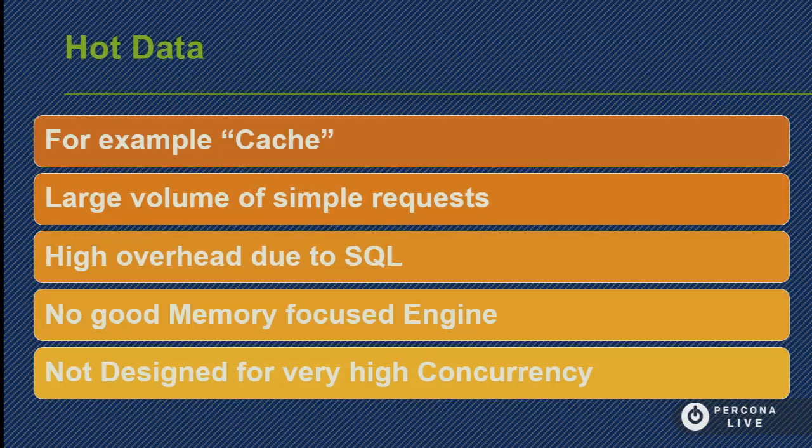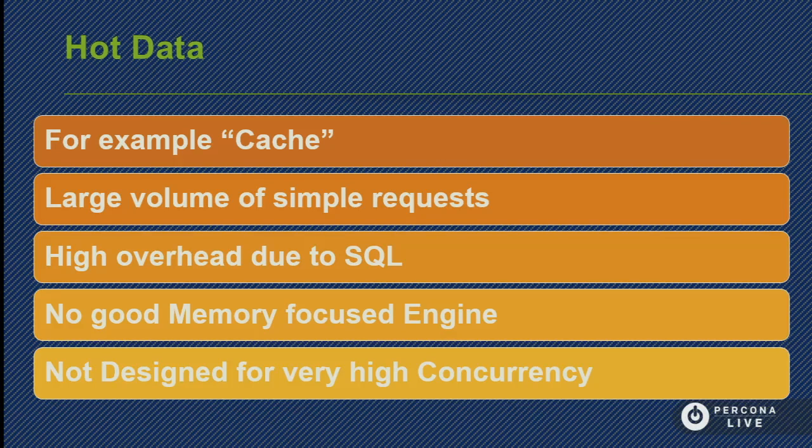Well, hot data, and I would say an example of that hot data could be something like a cache, when you have very heavy data modification, for example, maintaining some counters and so on and so forth, right, to simply heavy reads. When you get a large volume of simple requests, then MySQL may not be the most optimal. Well, because of high overhead due to SQL processing, parsing, and so on and so forth, right? For extremely fast queries, that actually can be significant.